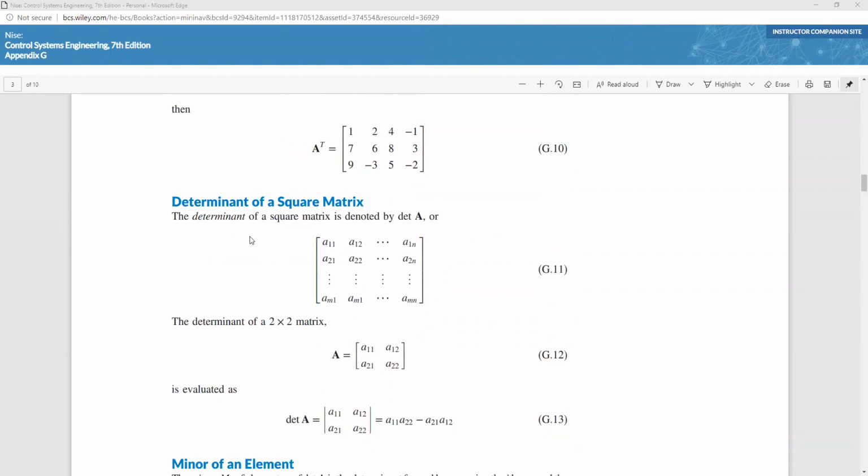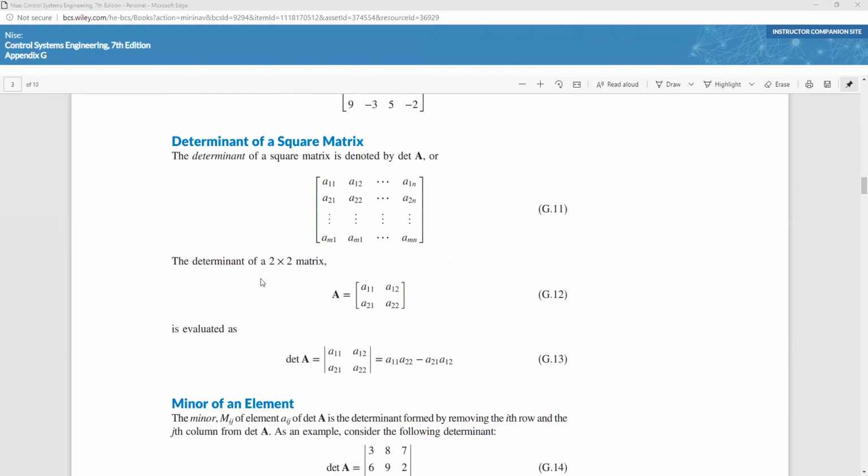Now, how to determine the determinant of a square matrix? The determinant of a 2 by 2 matrix A11, A12, A21, A22. We can write like this: the determinant is just cross multiplication and minus. Okay, that is how you find the determinant of a square matrix.